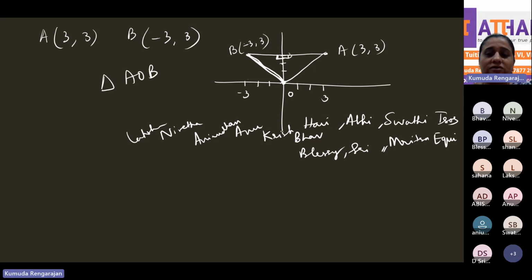This is 90 here, this is 90 here. So this is a right triangle. This is also a right triangle. Both are right triangles. Let's mark this point C. So COB is a right triangle.